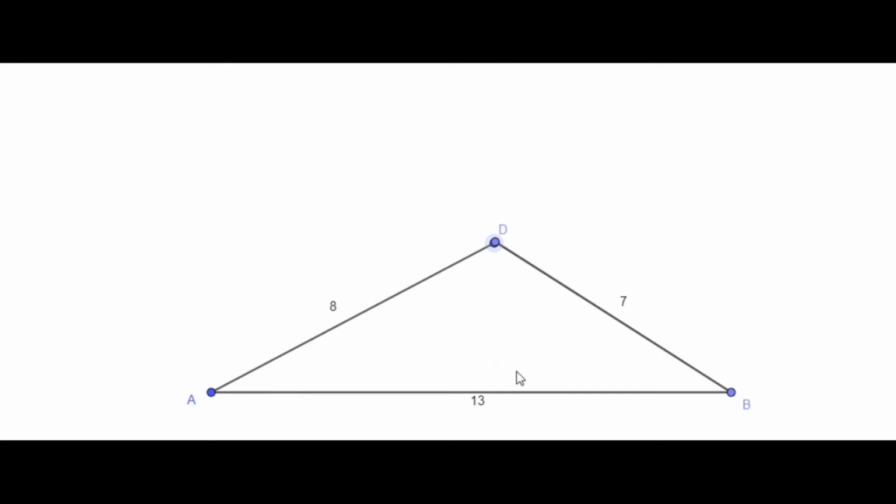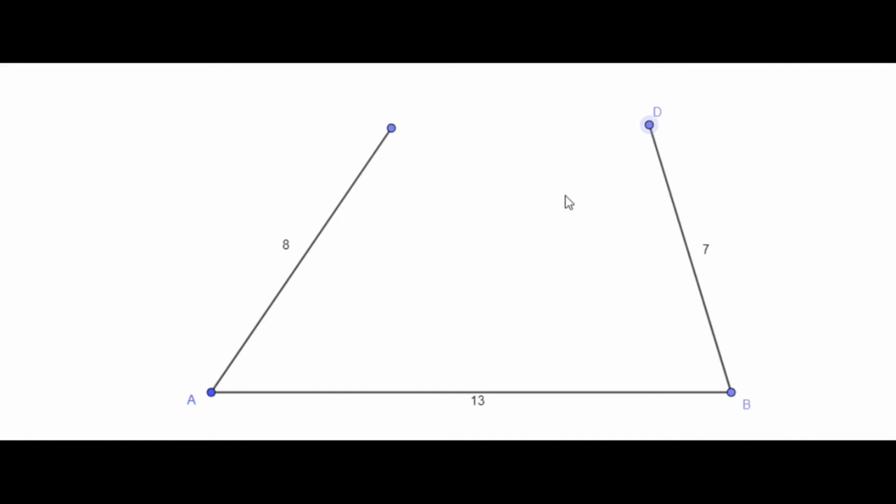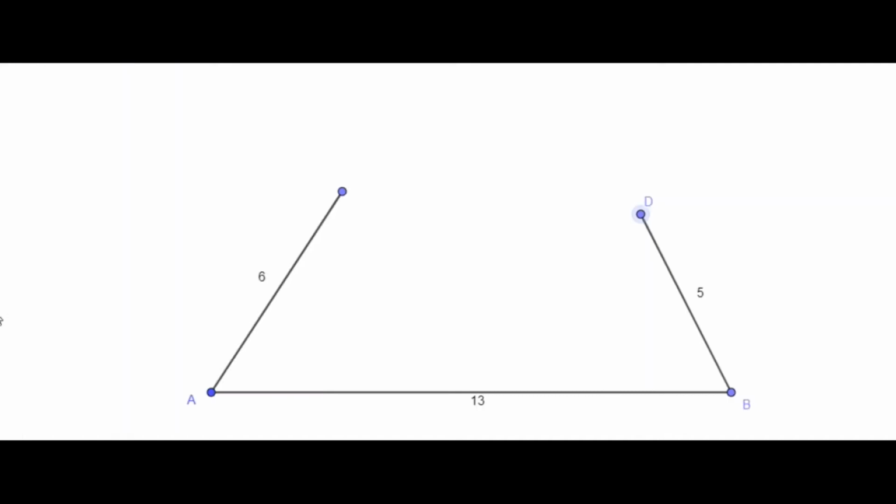So obviously we know that the shortest distance from point A to point B is 13 centimeters, so that's a straight line. If we go via point D, then it is 8 plus 7, which is 15, which is greater than the third side. So you see, now what if I change these side lengths a little? What if I take this to be 6 units, and this to be 5 units? Well, let me change that and get back to you.